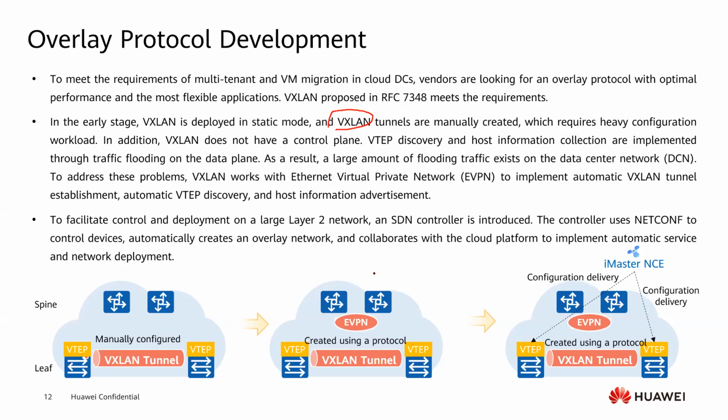How do we create the tunnels? We can use the command line to create them manually, and we can also use a controller, because VXLAN only defines the forwarding plane. It doesn't define how to implement the control plane. So we can use manual command lines, and we can also use the controller. It means we can use SDN controllers.